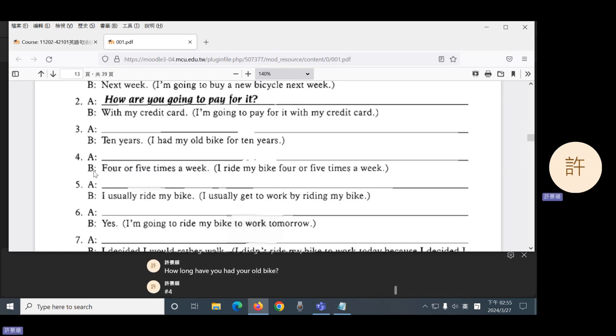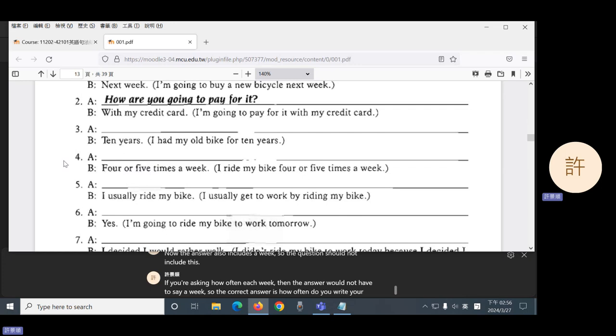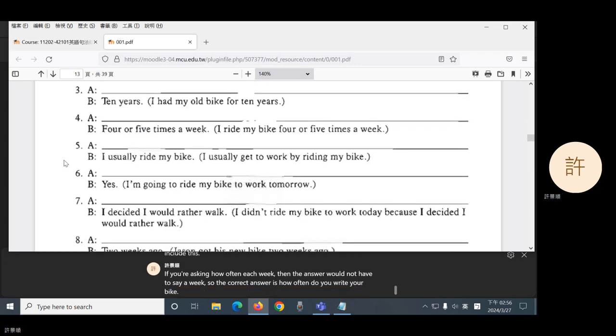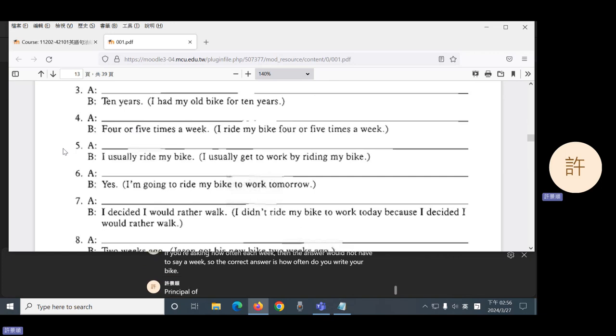Number 4, it's asking about frequency. So it's how often? How often do you ride your bike? Now, the answer also includes a week. So the question should not include this. If you're asking how often each week, then the answer would not have to say a week. So the correct answer is, how often do you ride your bike? Principle of conservation of information. To prevent redundant information.